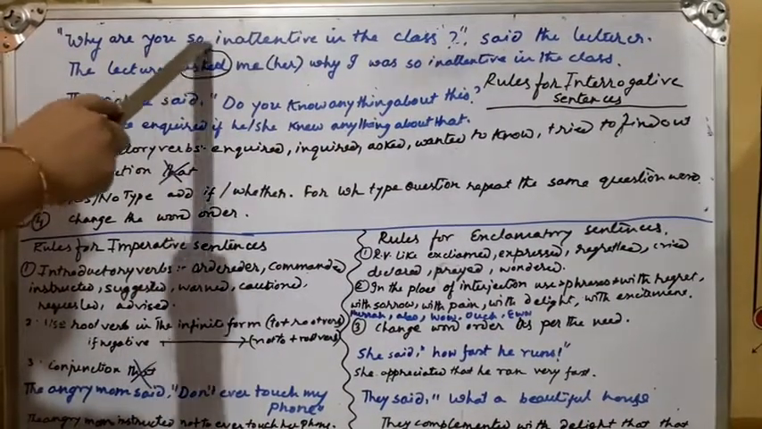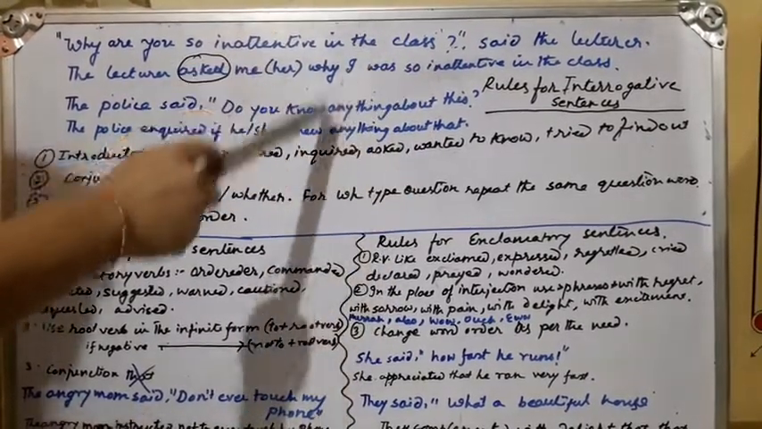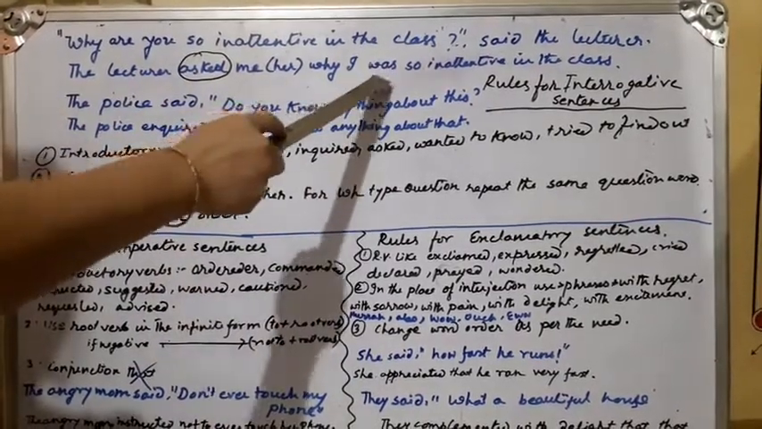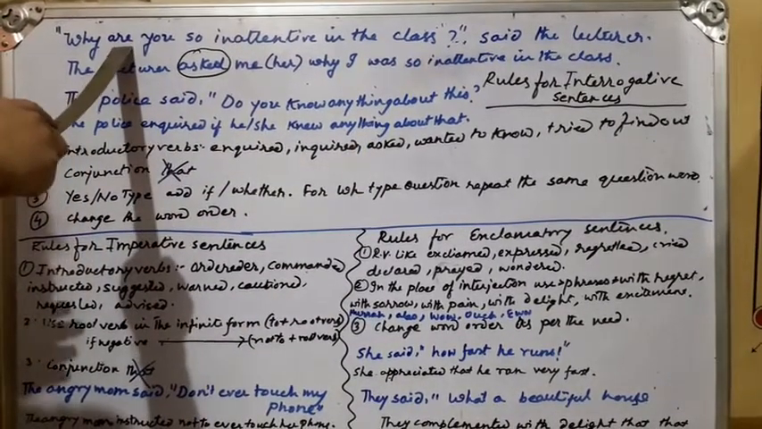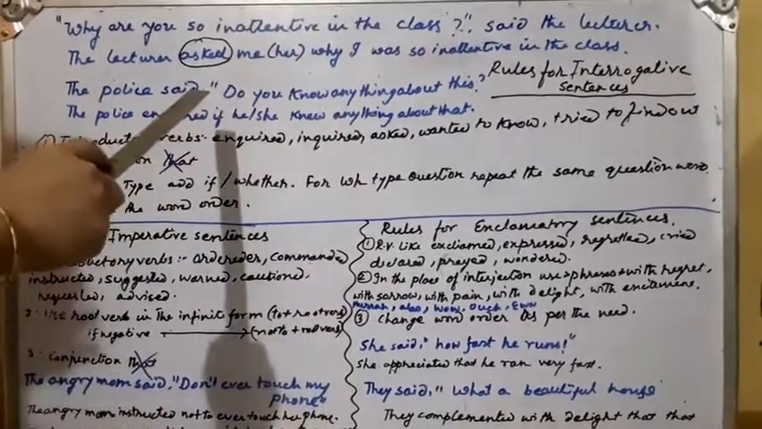So the rest of the thing you will have to keep as it is, right? Why are you so inattentive? I have changed it: why I was so inattentive. What changes have I made? I instead of you, and was, because this present tense I have changed to the corresponding past tense, right?